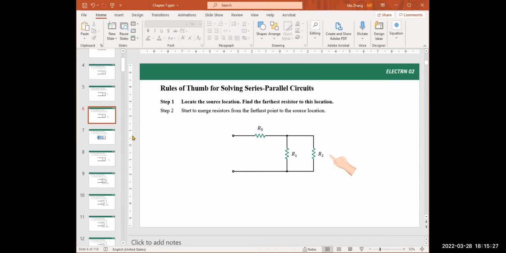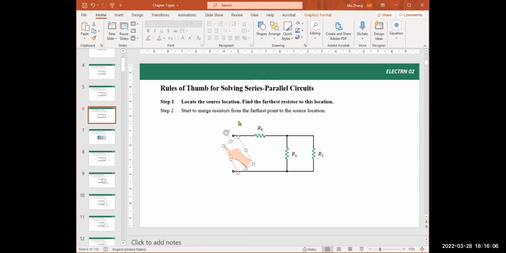First, we need to locate the source. So far there's no source, the circuit hasn't been connected to any voltage source. That's fine, but we know the source is going to be connected over here. A voltage source connects to this node and the other node, the positive node and the negative node. So the rule of thumb is first to locate the source location. It will be in this position once it's connected.